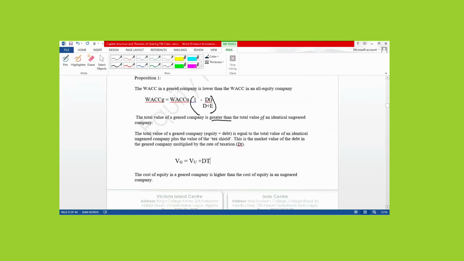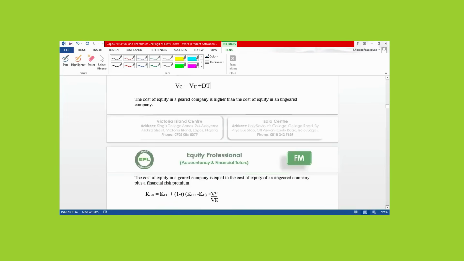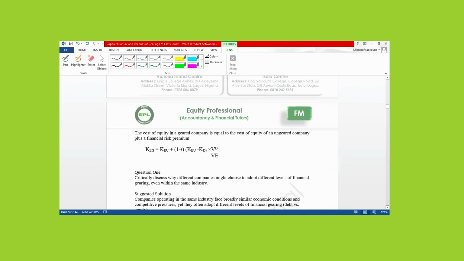Finally, the cost of equity in a geared company is higher than the cost of equity in an ungeared company. Look at the formula here.